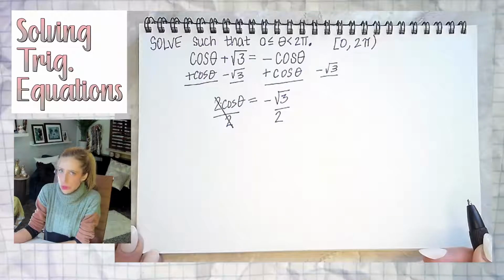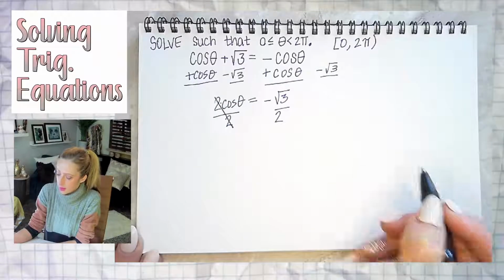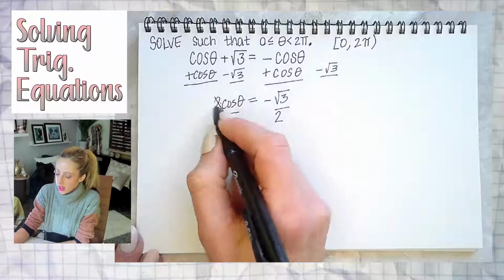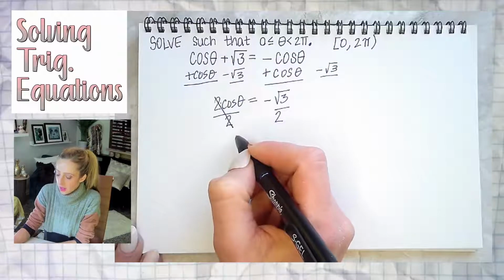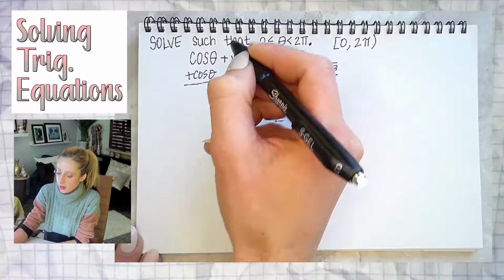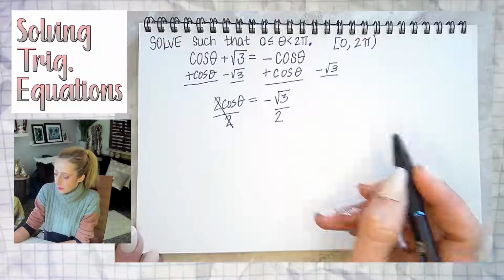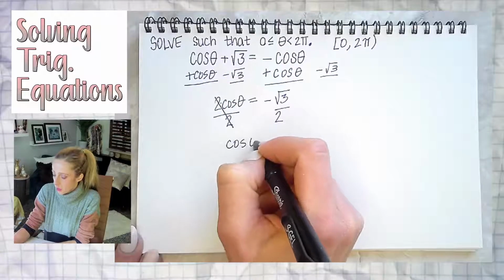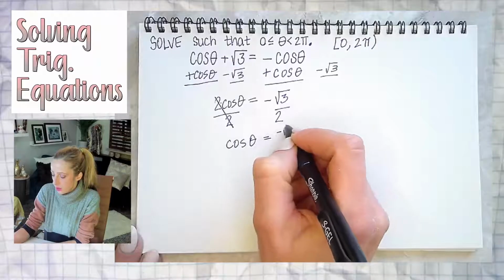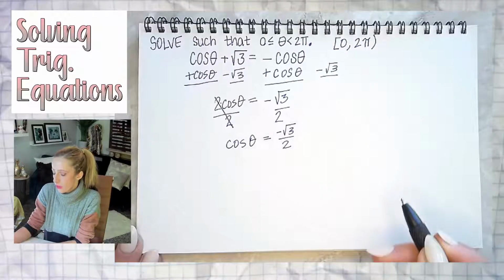This 2 right there, we don't call that canceling. Canceling is what happened here. This here is either called simplifying or reducing. It becomes a 1. Canceling becomes a 0. Next step, I'm left with the cosine of theta equals negative root 3 over 2.